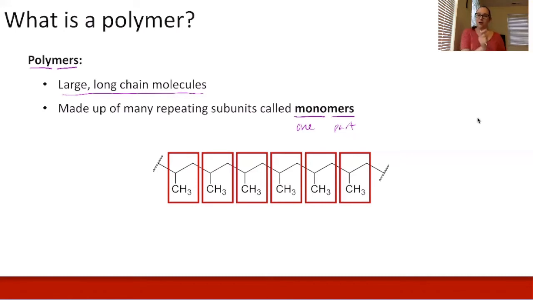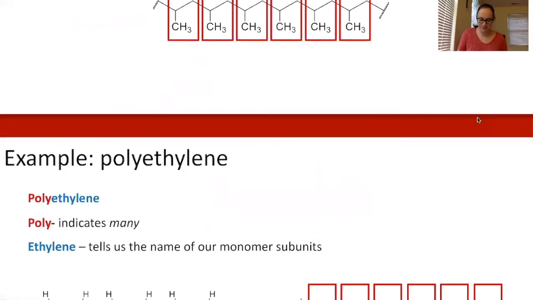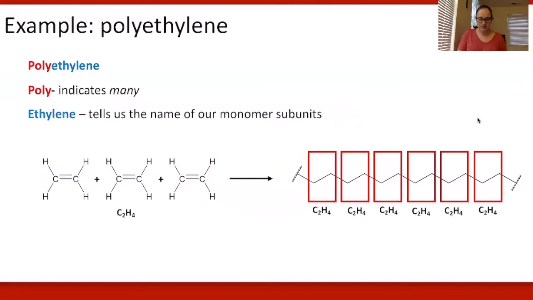You see how they're all exactly the same and they just repeat over and over and over. These squiggly lines on the ends just mean that it continues on, and that's all you're seeing in the monomer or in the polymer picture that you're drawing. So let's look at an example.